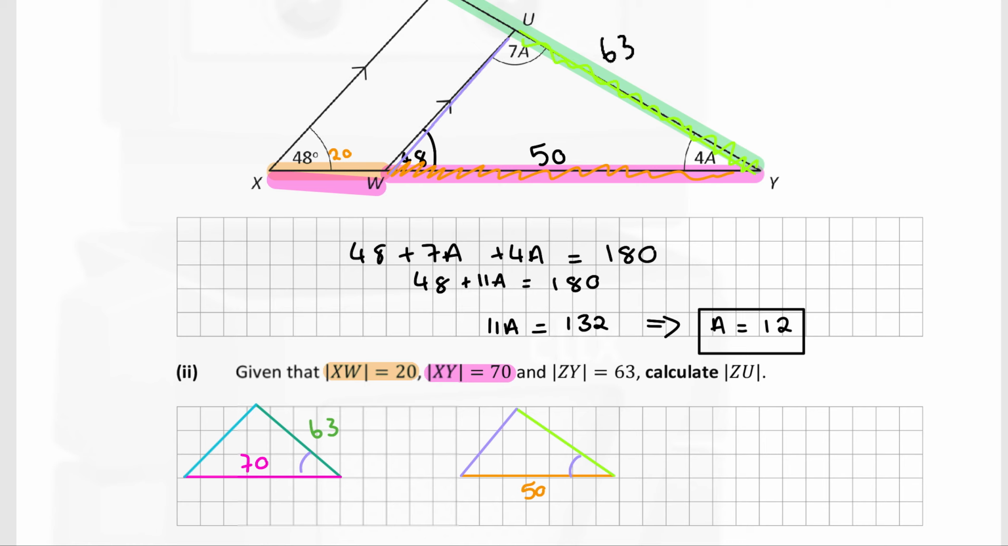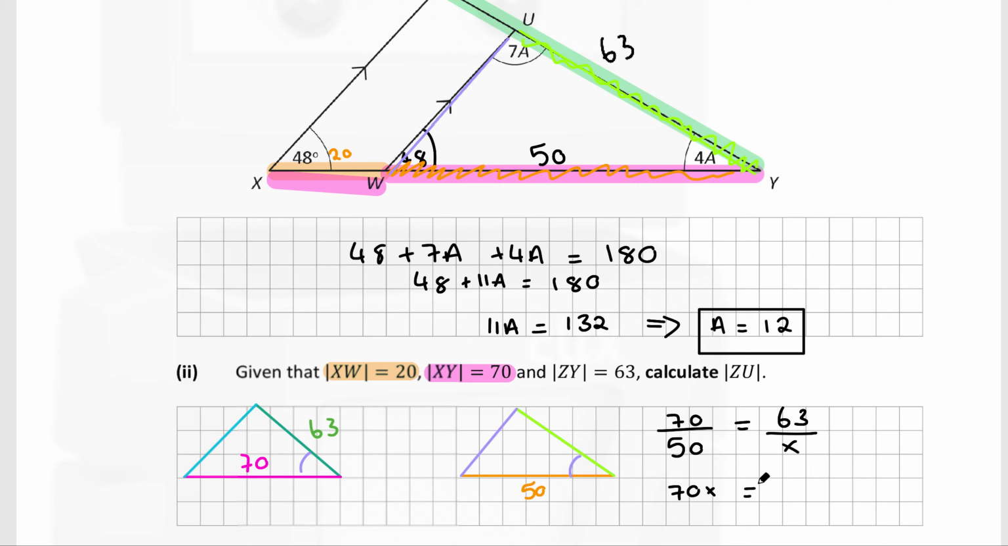So I'm going to do 70 over 50 because the ratio of that side has to be the same as this side over this side. You have to keep them the same. So it has to be the bigger one over the smaller one. Now I don't know what the smaller one is, I'm going to call it x. Now, what am I going to do next? I have to use my fraction rules. I'm going to multiply both sides by x to get rid of the x, and I'm also going to multiply both sides by 50. So I get 70x is equal to 63 by 50.